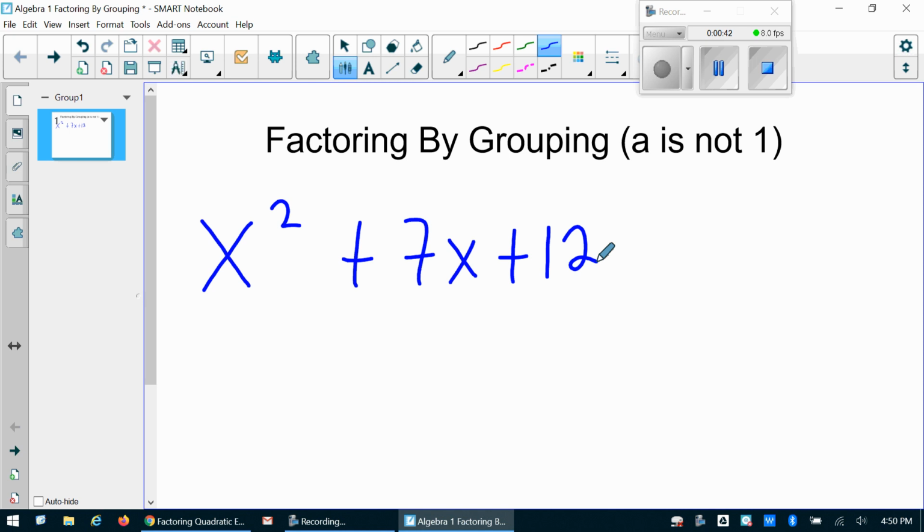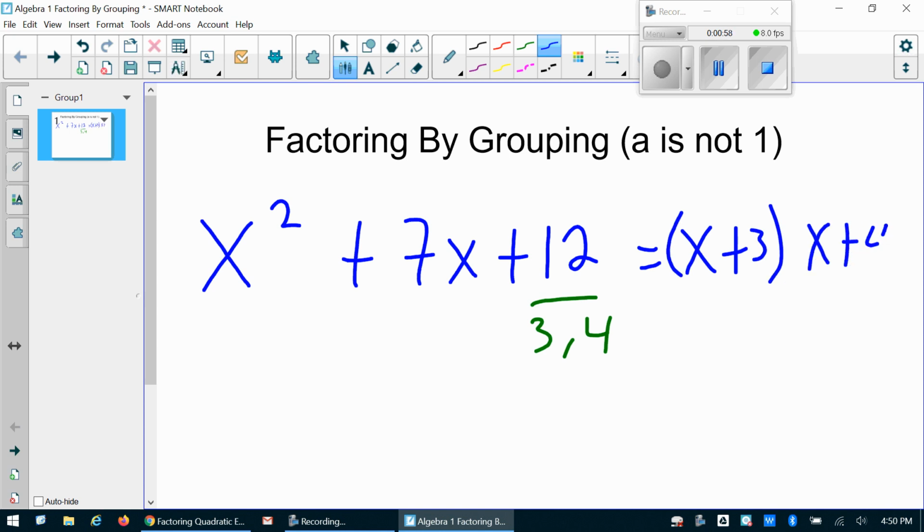I said to factor that, we would find the two numbers that multiply to give me 12 and also add to give me 7, which are 3 and 4. And so I can say this equals quantity x plus 3 times quantity x plus 4. Those were pretty simple because a, which is the number in front of x squared, was 1. But now we're going to talk about problems where that's not the case, where a is 2 or 3 or 4. And so that presents its own new problems.